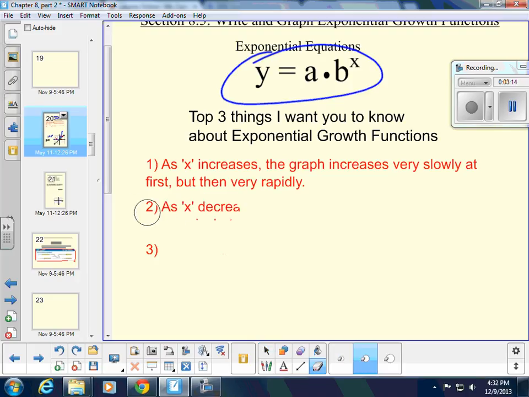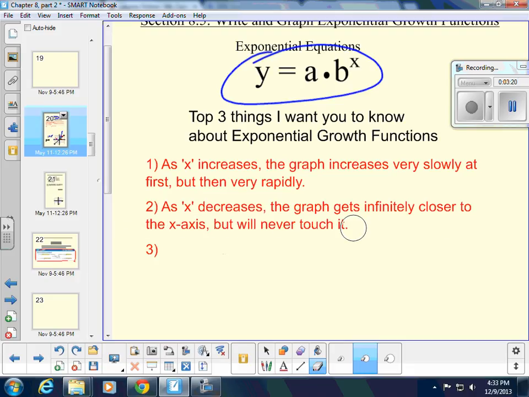Number 2, as we talked about at the very beginning of that graph, what's going on there. At the very beginning, it increases very slowly. Exponential growth starts off very slow in some of the lower values of x. So we can even think of, if we decrease the value of x, like if we were going left on this graph and plugged in smaller and smaller values for x, we'll find that the graph gets infinitely closer to the x-axis, but it will never actually touch it.